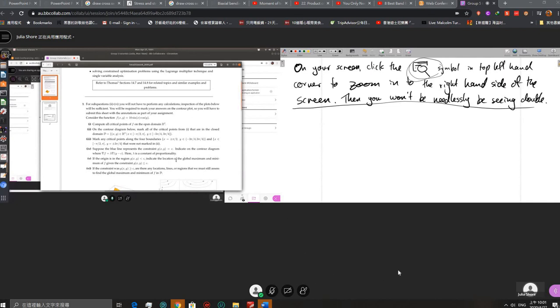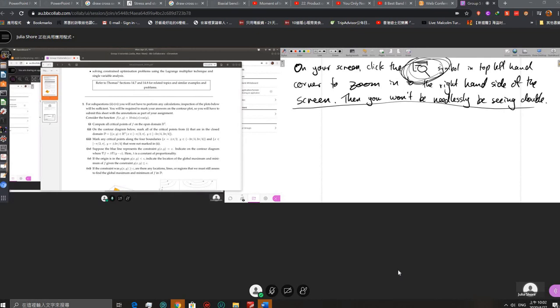So anyone who's just joined us, just follow my instructions. If you click on this symbol in the top left-hand corner of your screen, you can zoom into the right-hand side of my screen. Might be a bit easier, then you can see a little bit more.